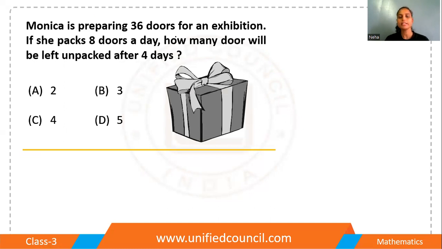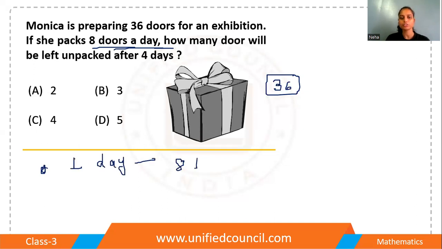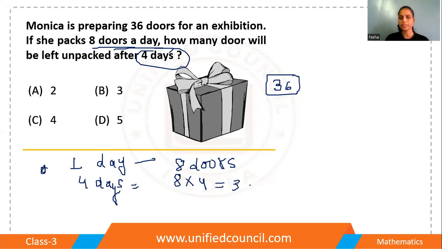Monica is preparing 36 doors for an exhibition. If she packs 8 doors a day, how many doors will be left unpacked after 4 days? Okay. So in total 36 doors are there. Right? So in one day, she is packing 8 doors. So in 4 days, she will pack 8 times 4, right? That means 32 doors.